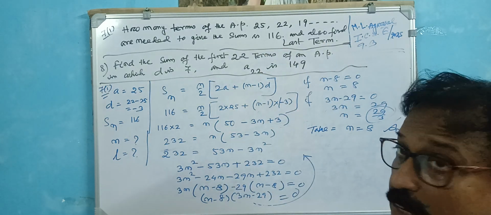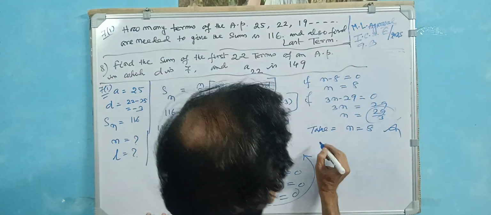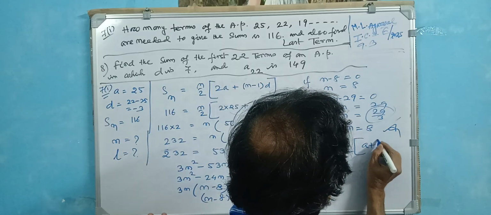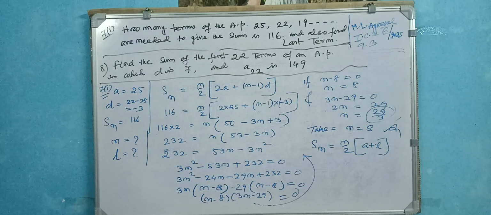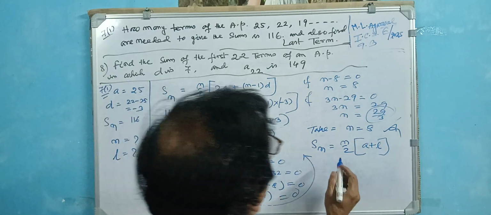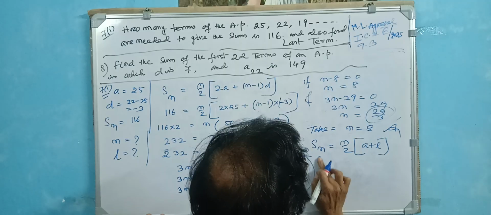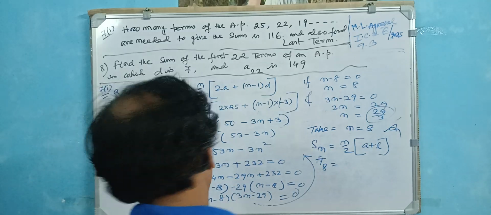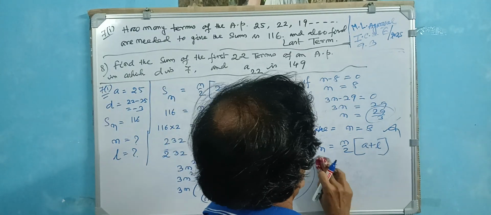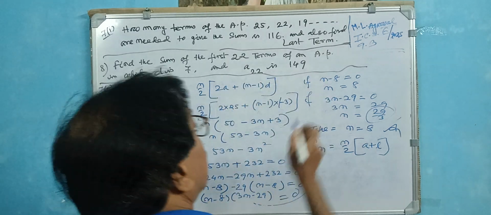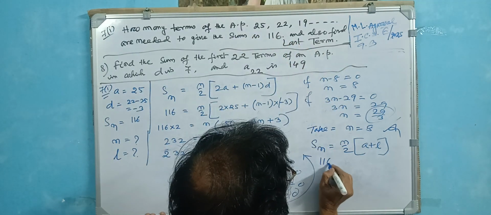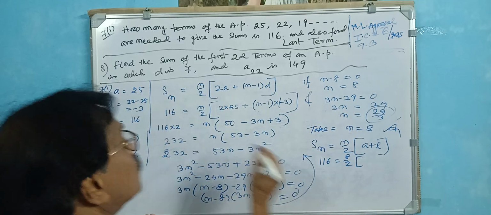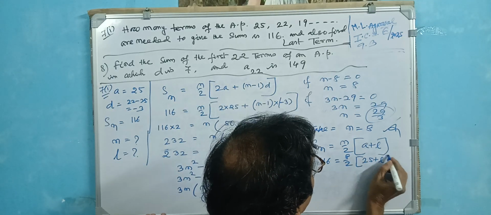Now find the last term. Two formulas are there. One is, you know, Sn is equal to n by 2 into (a plus l). Here Sn is the sum, 116, n is 8 by 2, and a is 25 plus l.